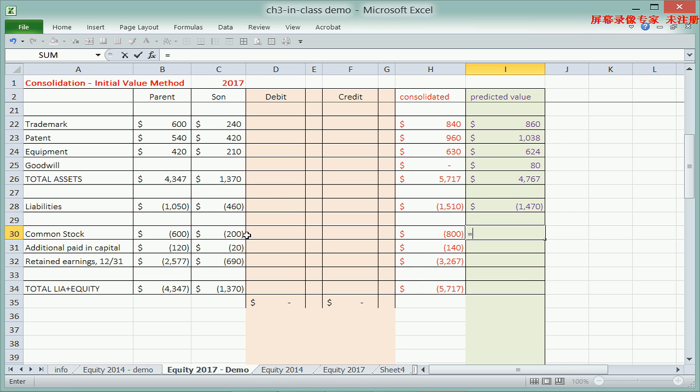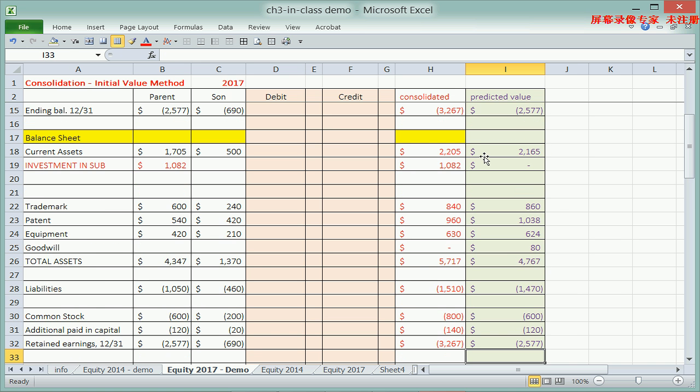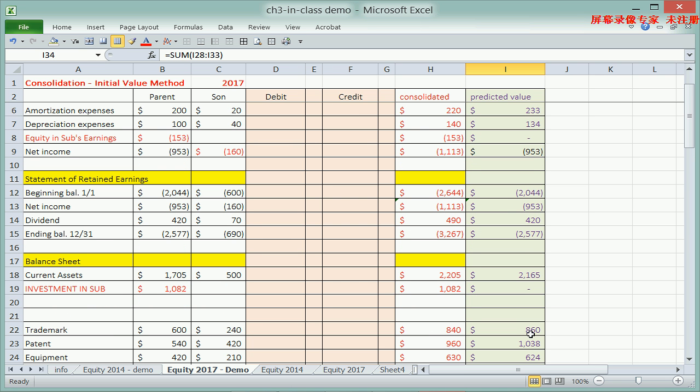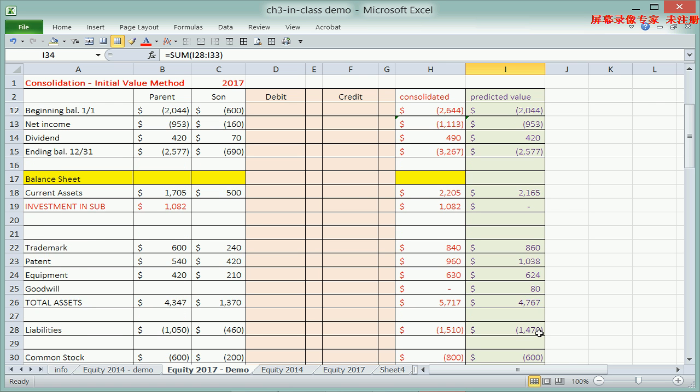Common stock again would only be the parent's because it's the shareholder of the whole entity. Retained earnings from the above. So total liability plus stockholders' equity would be this. Okay, now we see the assets equal the liabilities plus equity. We pretty much predict a good set of numbers, if not the perfectly correct set of numbers.